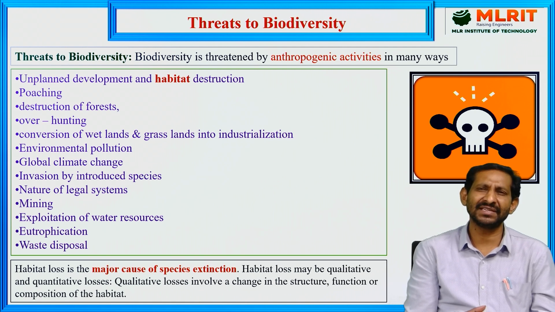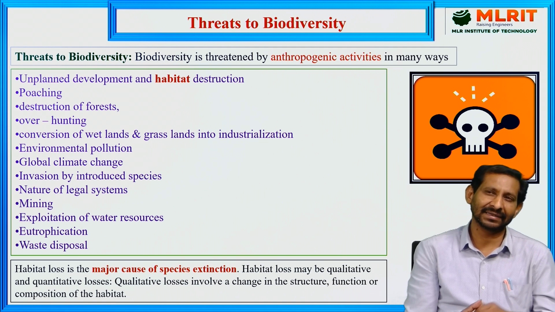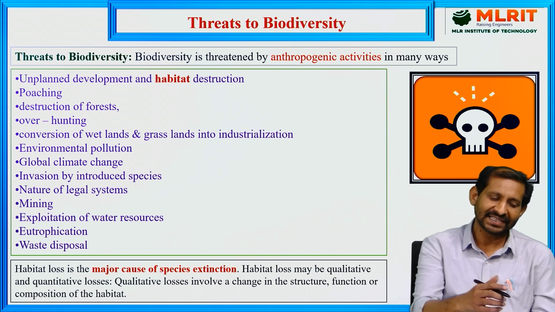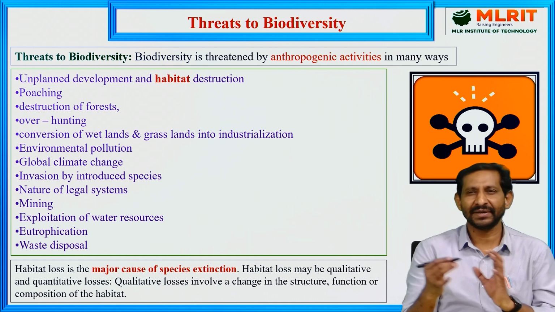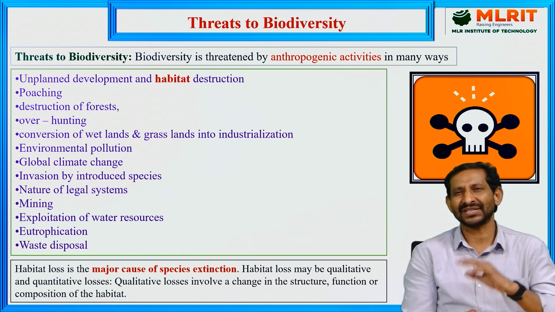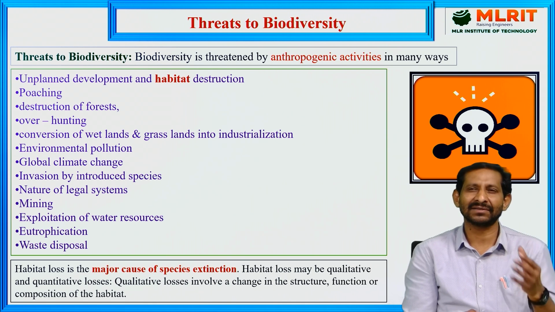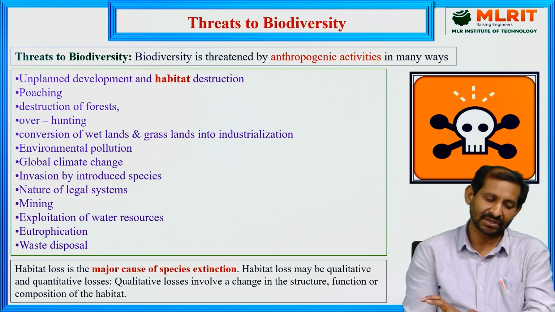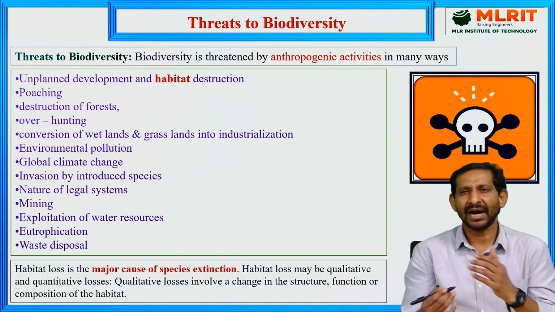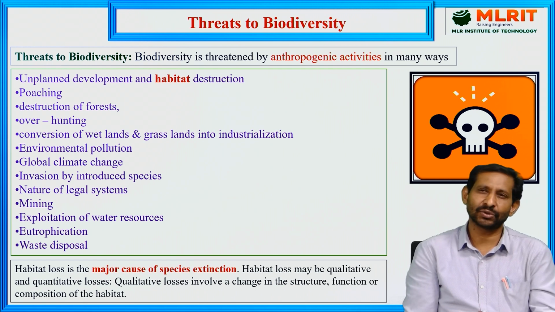Poaching means killing animals, harming animals and destroying their places. Destruction of forest: if the forest is destroyed, the forest ecosystem and forest diversity will be damaged, and whatever animals, plants and microorganisms live in that place will be totally damaged. Overhunting is also a reason for threats to biodiversity, as is the conversion of wetlands and grasslands for industrialization.